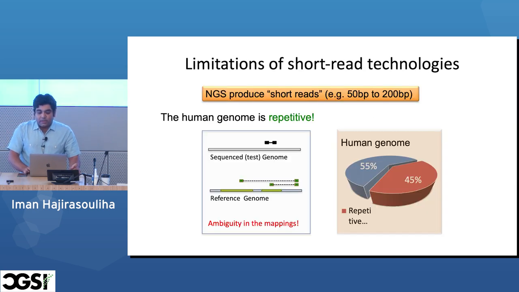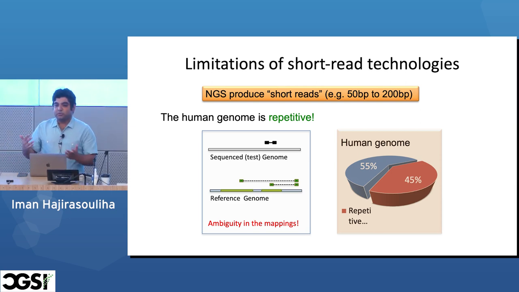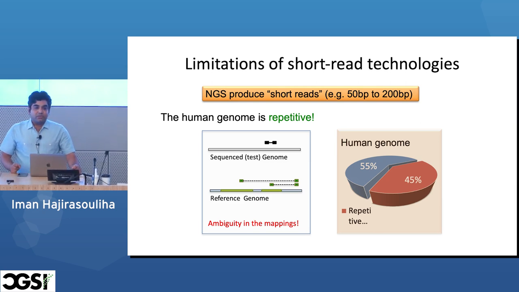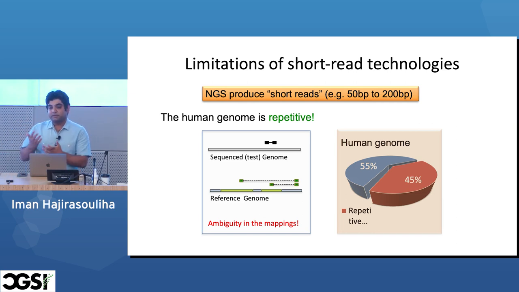But as I said, because these reads are short, and the human genome is actually very repetitive, almost half of the genome is Alu repeats, L1 repeats, segmental duplications, and a lot of different repeat families. Some of these reads map to multiple locations, and it's actually very challenging to identify the correct mapping. So it's pretty challenging to characterize human genomes or discover SVs.